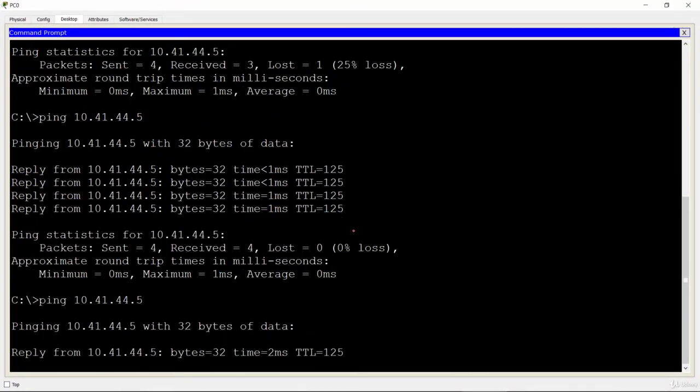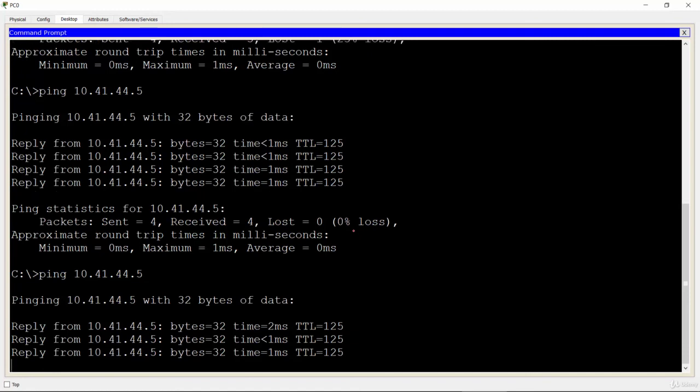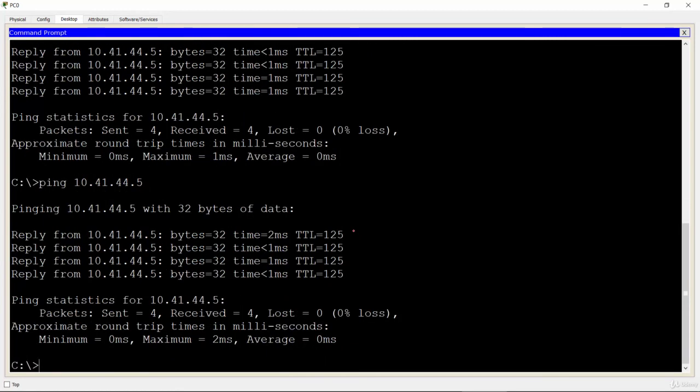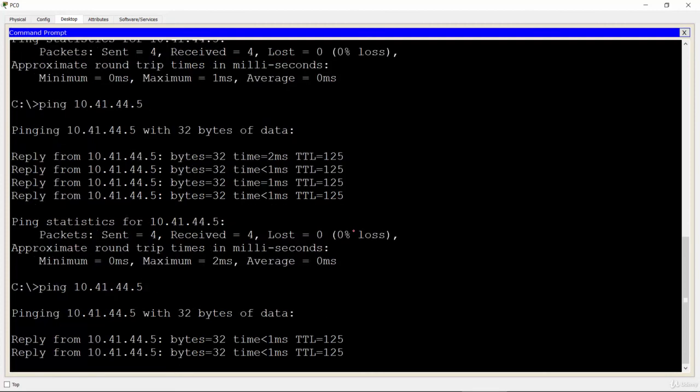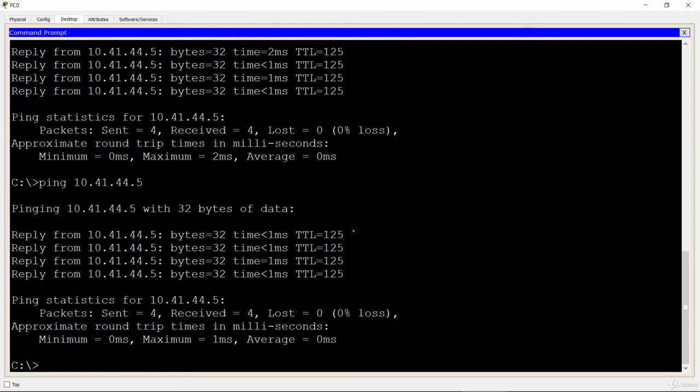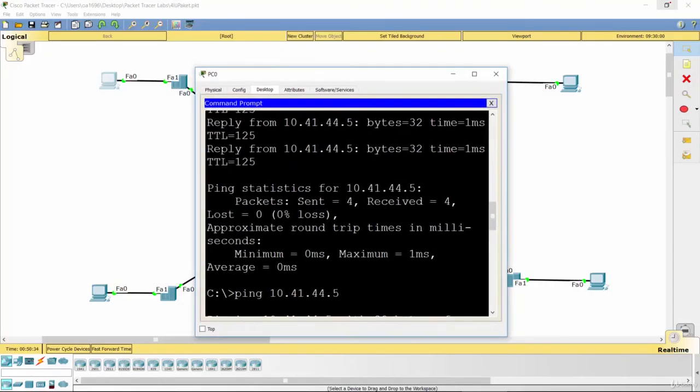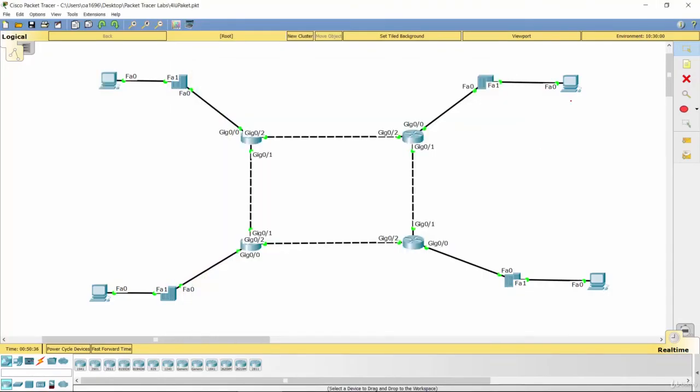We don't need to troubleshoot because it started working. I don't know why. Packet Tracer sometimes may do some weird things like this, but our ping is working right now. So we don't need to troubleshoot. But I'm gonna try to ping from this guy to here too and check what's going on.